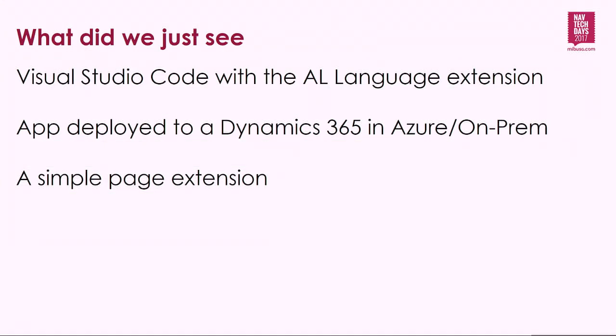Yeah. So what did we just see here? We saw Visual Studio Code with a new AL language extension. We saw an app being deployed to a Dynamics 365. That could be in Azure, that could be on-prem. In this case, it was on-prem. And a simple page extension. The page extension is one of the new objects that we added that allows you to describe a difference to an existing page, add some code, and in that way augment an existing page with new functionality without disturbing other changes to that page.